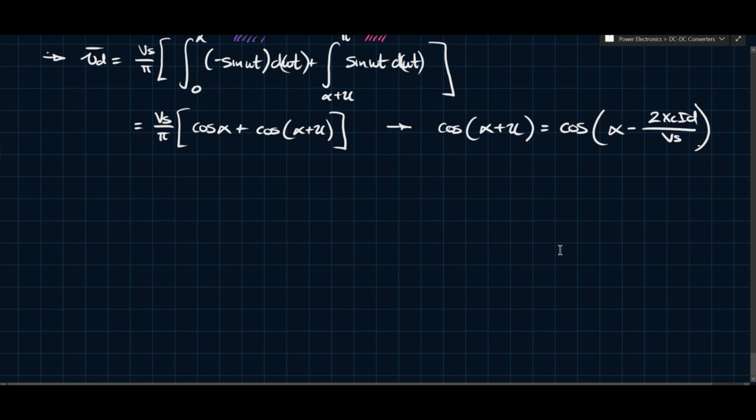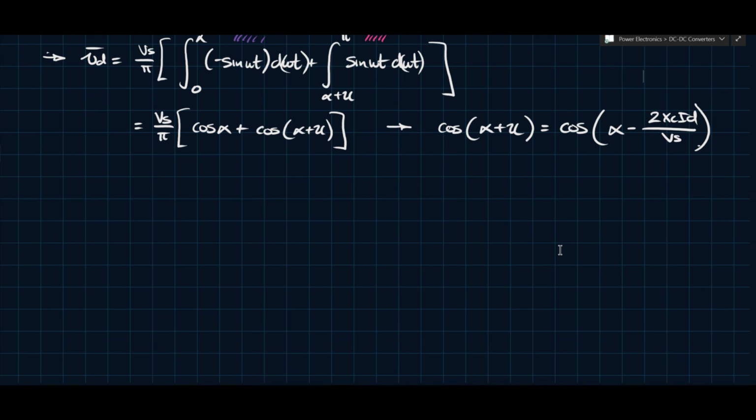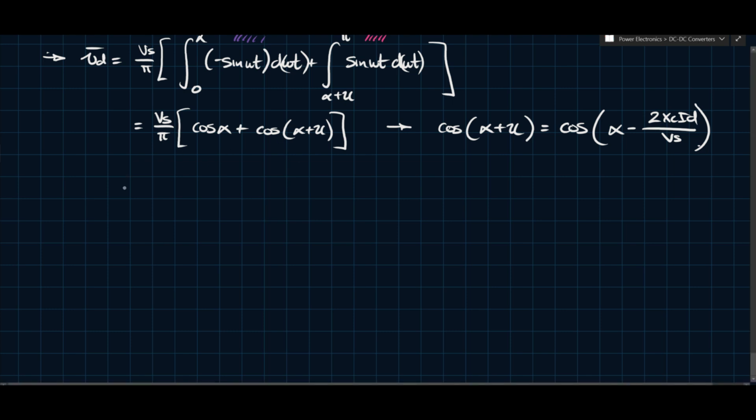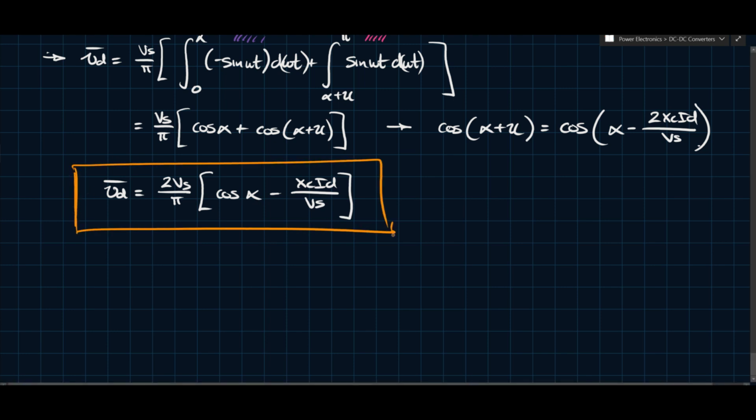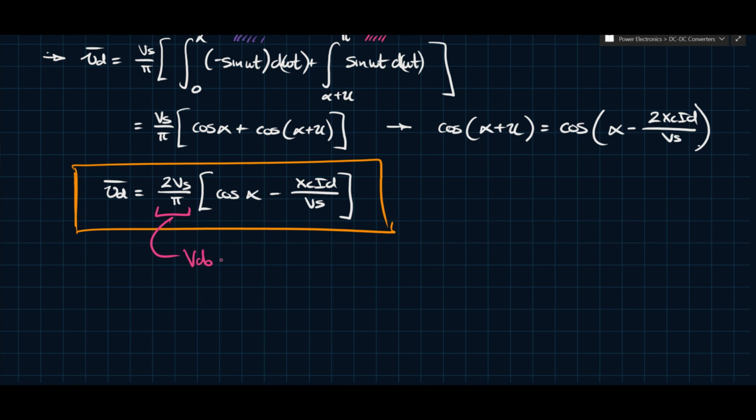But the equation helps with VD, okay? And how does it help with VD? Because in VD, we can substitute some stuff, and we can find that VD average is equal to 2Vs over pi times cos alpha minus XcID divided by Vs, right? And so this is the average output voltage that we have. And you'll notice we've also, conveniently enough, and yes, this is obviously planned, this is VD naught. So this is the average output voltage of a full wave bridge rectifier when there's only diodes operating, right?